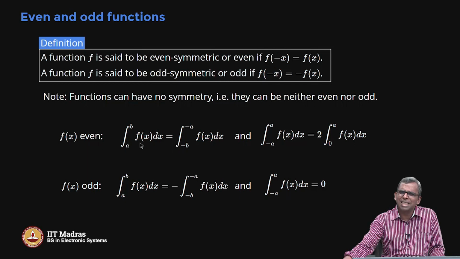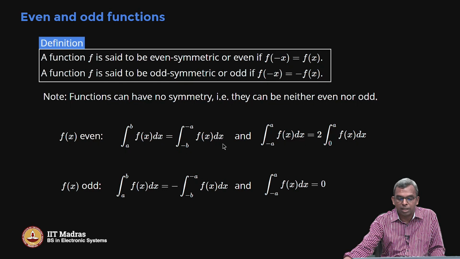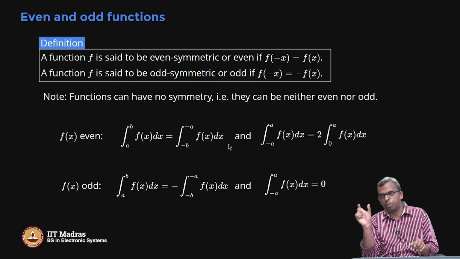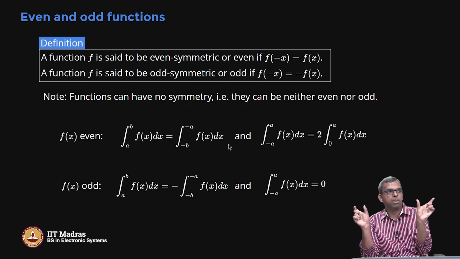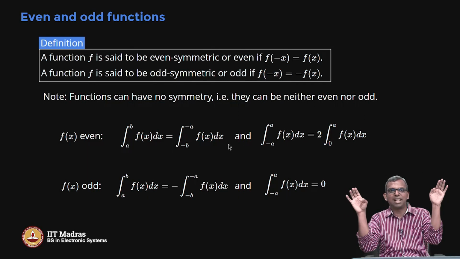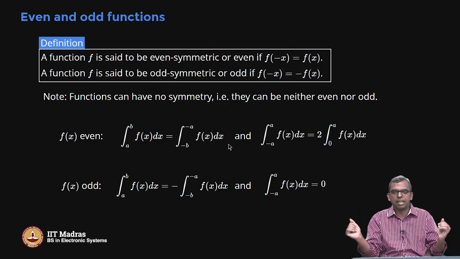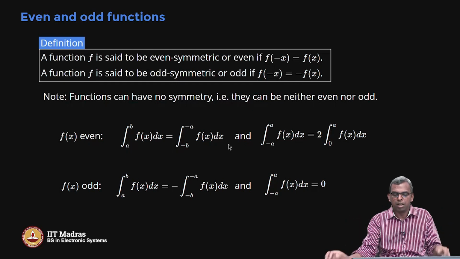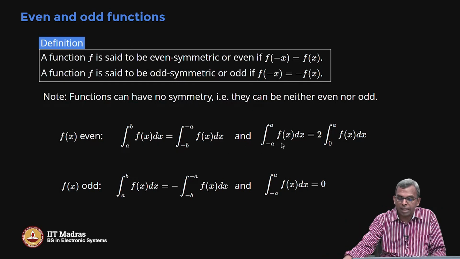What's interesting from an integration point of view and symmetry: if f of x is even, then the integral from a to b of f of x is the same as the integral from minus b to minus a of f of x dx, right? You have an interval a b on the positive side, you have an interval minus b minus a on the negative side. The functions are exactly the same, so the area under the curve will be the same. So these two integrals are the same. In particular, if you do the integral from minus a to a of f of x dx, it will be 2 times the integral from 0 to a of f of x dx.